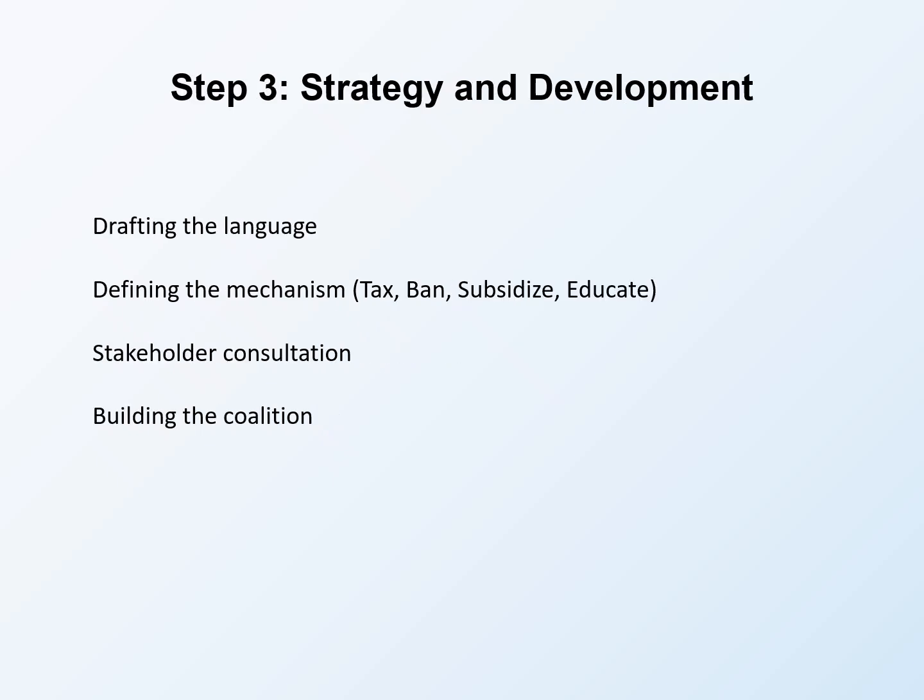Step 3 is strategy and development. Now you have to write the bill. You have to choose your mechanism. Are you going to tax cigarettes, ban them, or just put a warning label on them? Each mechanism has a different impact on liberty and efficiency.